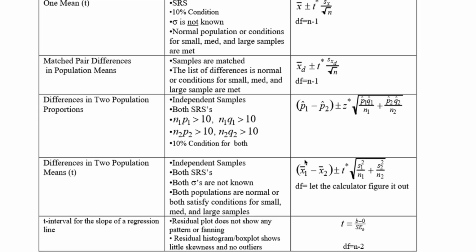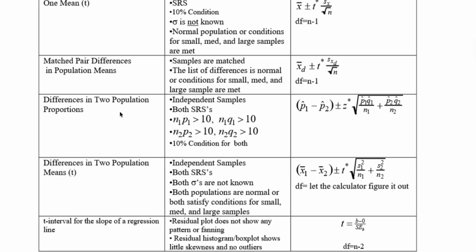For matched pair differences in population means, checking samples are matched, the list of differences is normal, or conditions for small, medium, and large samples are met. And we're going to use this formula, x bar sub d plus or minus t star times standard deviation of x d over square root of n.